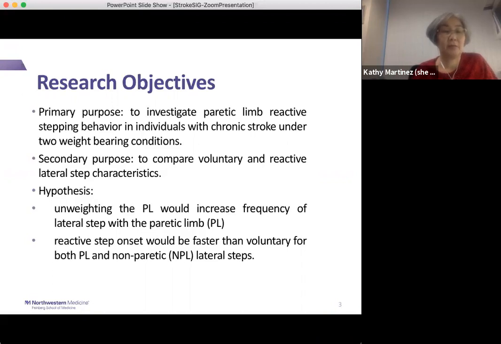Our hypothesis was that unweighting the paretic limb would increase frequency of lateral stepping with the paretic limb, and that reactive step onset would be faster than voluntary for both the paretic and the non-paretic lateral steps.